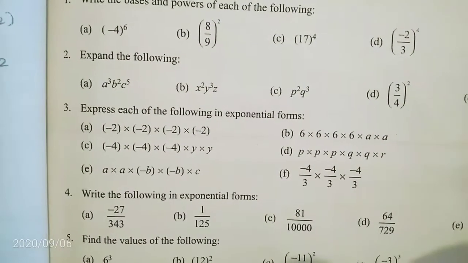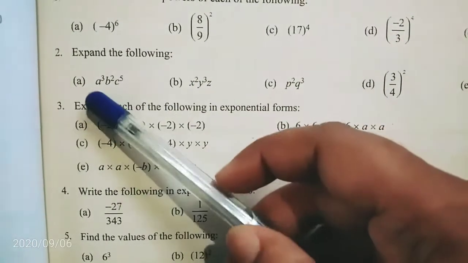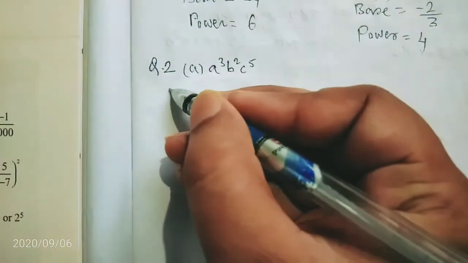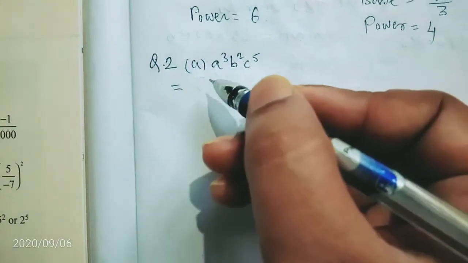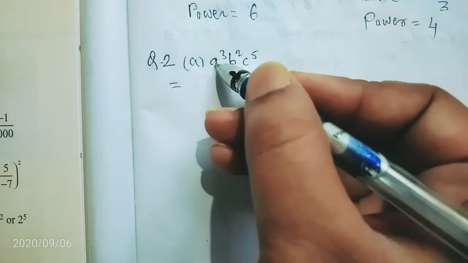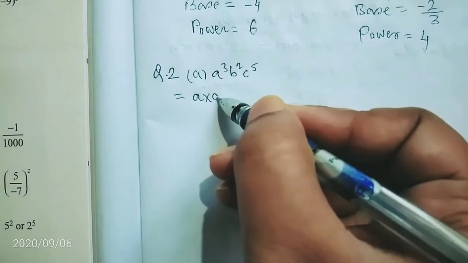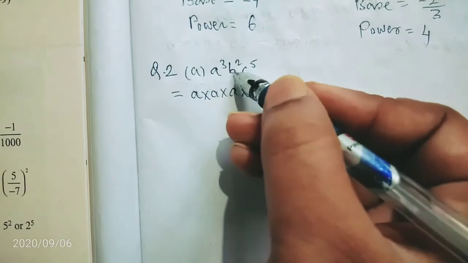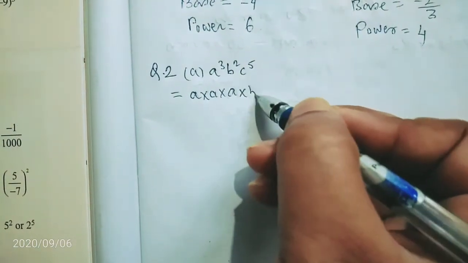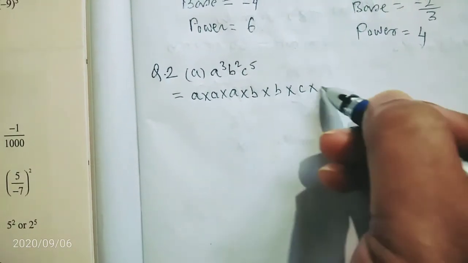Now let's see question number 2. Expand the following. So expand means you have to write in expanded form. Here 2 number a is what? A to the power 3, b to the power 2, c to the power 5. So in expanded form, how will you write? A to the power 3, that means a is multiplied 3 times, a into a into a. And again b is multiplied 2 times, b into b. And c is multiplied 5 times, c.